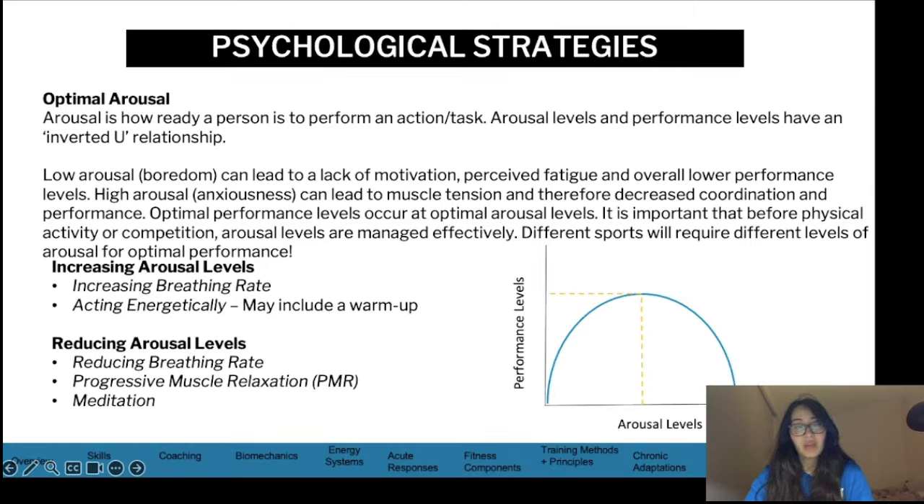So this is how ready a person is to perform a task, and it relates to arousal levels. If you've got a very high arousal, you might be kind of jumpy or stressed out or anxious. Whereas if your arousal is very low, you might be very unmotivated and bored. Whereas if your arousal is in the happy medium, then you'll have quite an optimal performance as opposed to these two extremes, which confer a lower performance level.